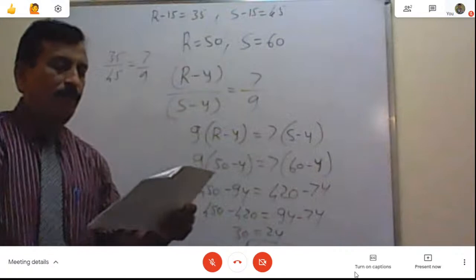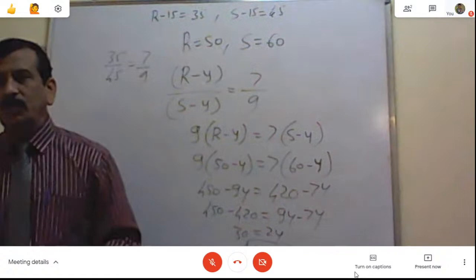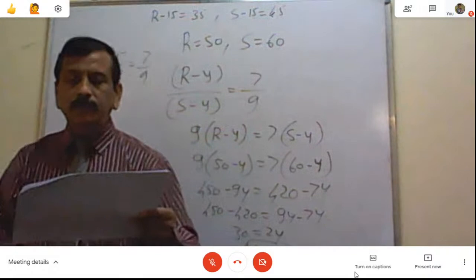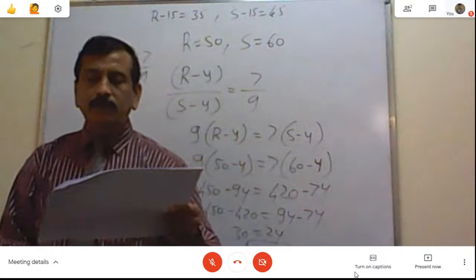5 men and 2 boys working together. Meanwhile, if anybody has any question, query or anything to be discussed, you can put it in the chat box so that we can answer that. 5 men and 2 boys working together can do 4 times as much work as a man and a boy. Find the ratio of working capacities of man and boy.